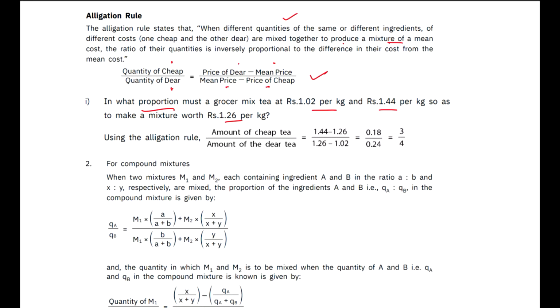So basically take the value of the cheaper tea and subtract it from the average, and then similarly take the average and subtract the cheaper one. You will take the value of dear minus average, and average minus cheaper gives you the value of the proportion.